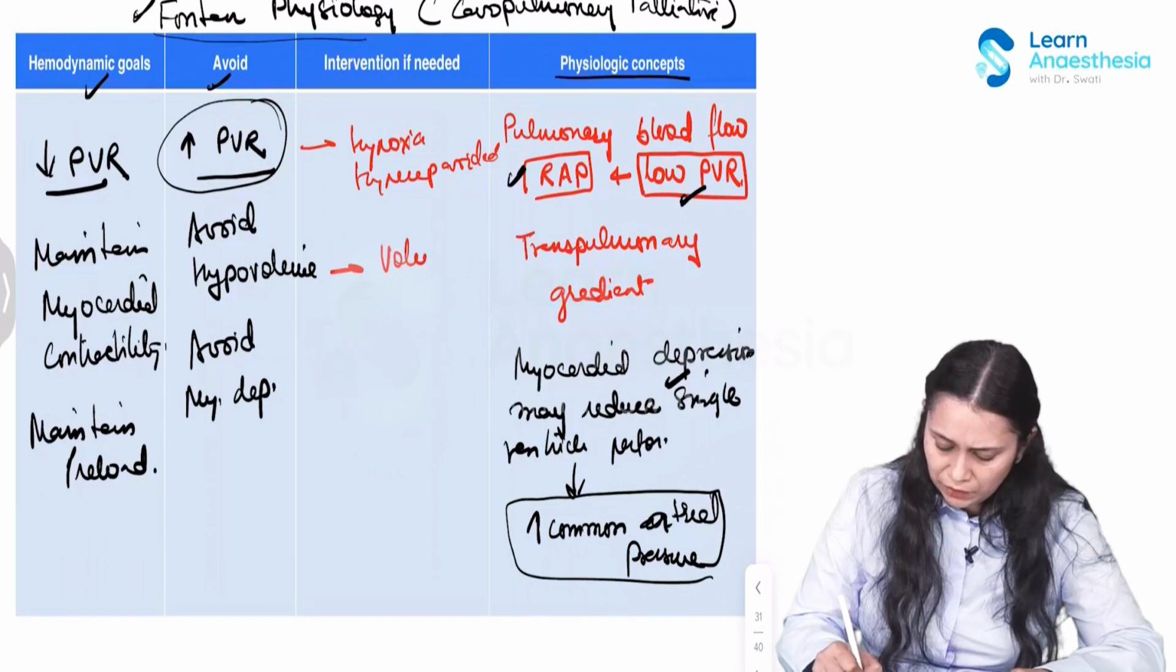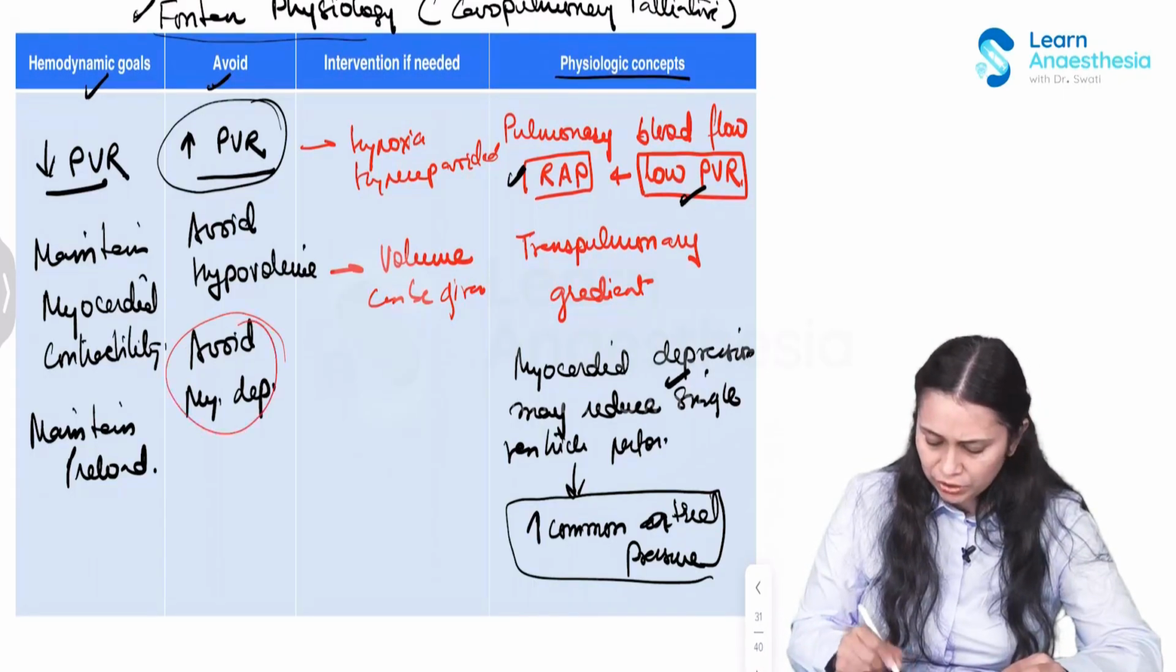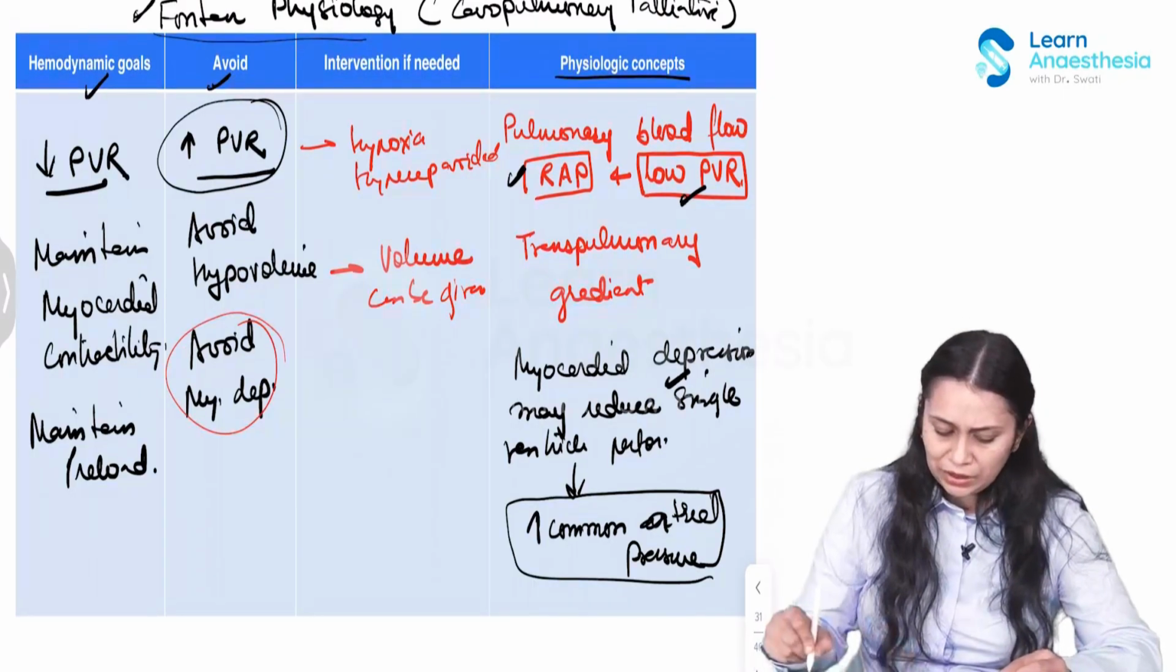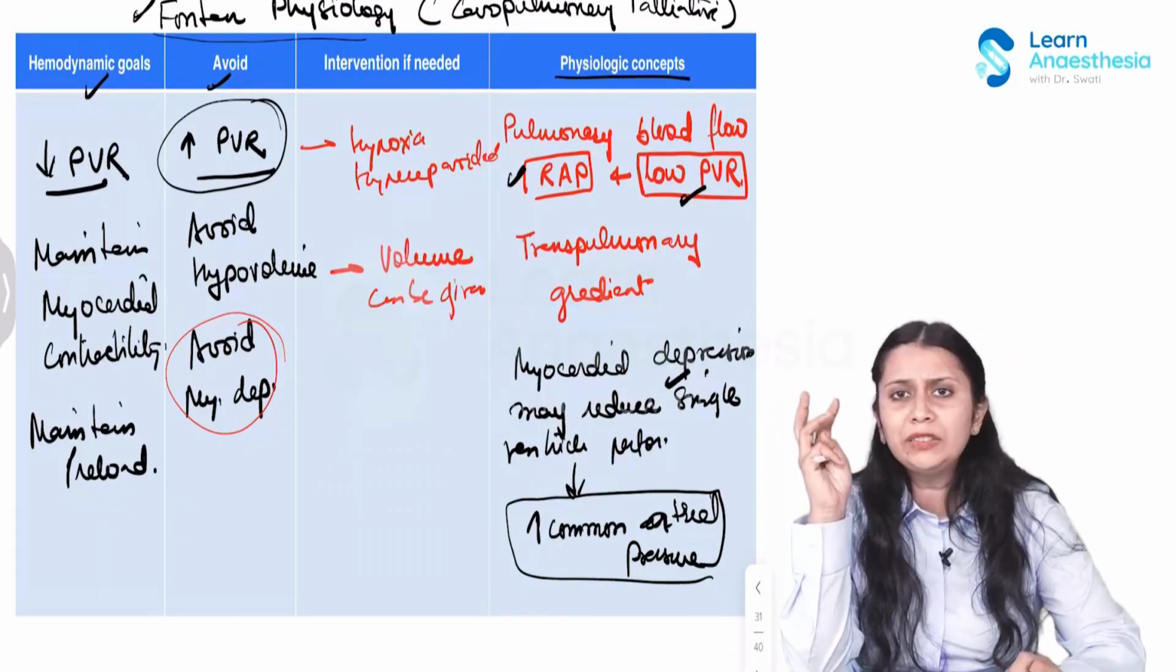So volume can be given, and any drug which is causing myocardial depression should be avoided. So this is the thing we have to practice in Fontan physiology. Three things we have to practice in Fontan physiology.